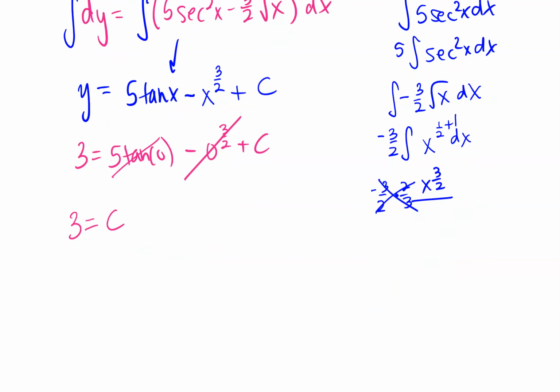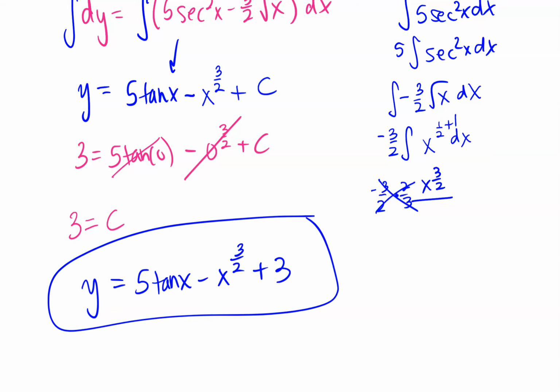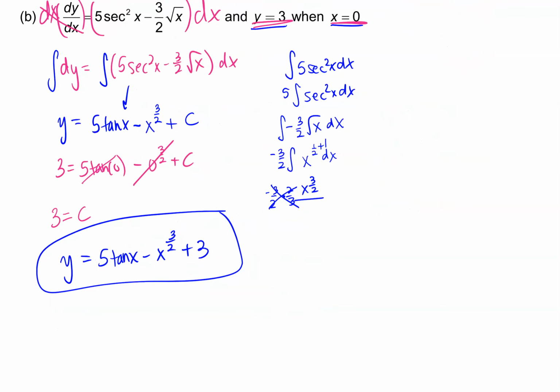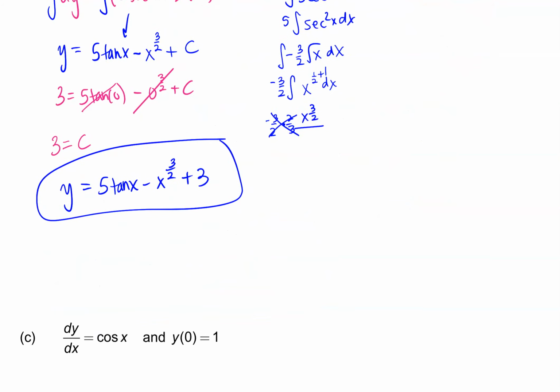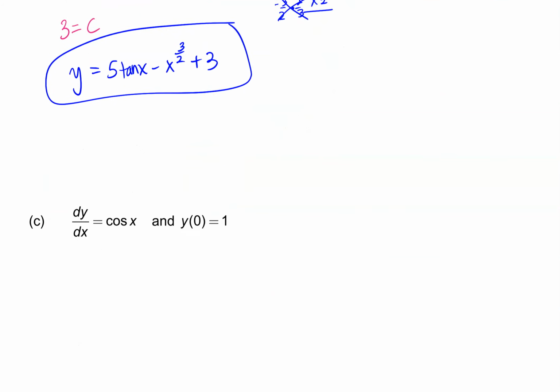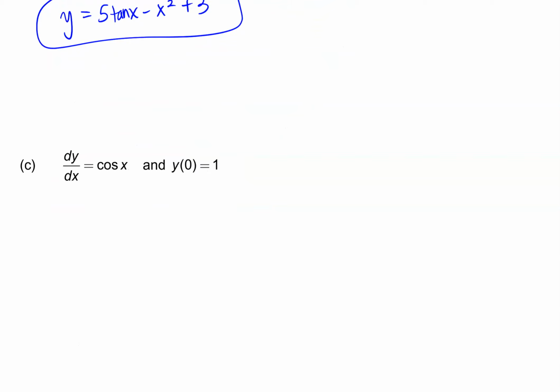So now we just have to rewrite our equation. y equals 5 times tan x minus x to the 3/2 plus 3. And that's our answer. Cool. We have another one. This is much easier. Split it up.